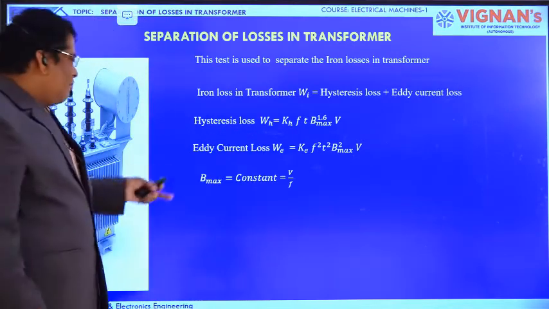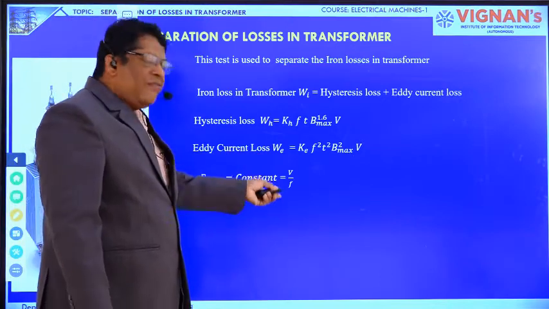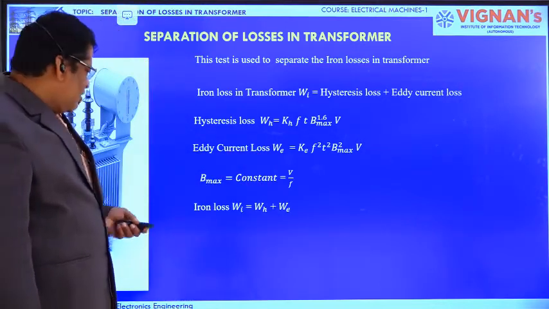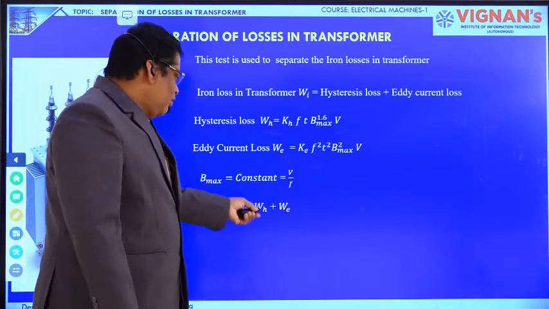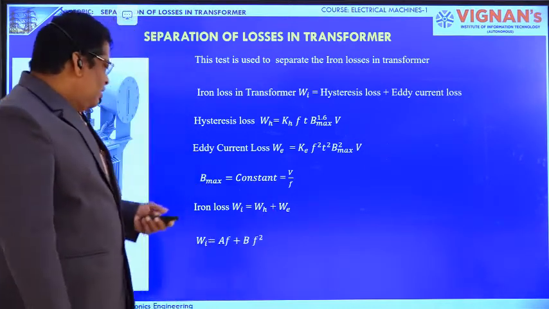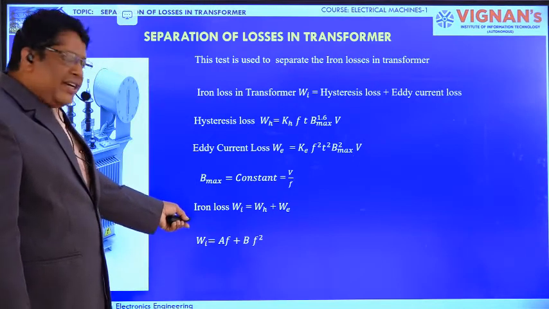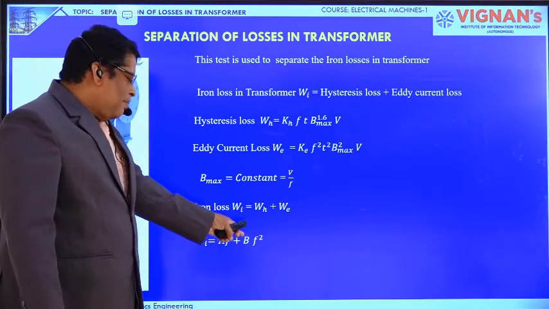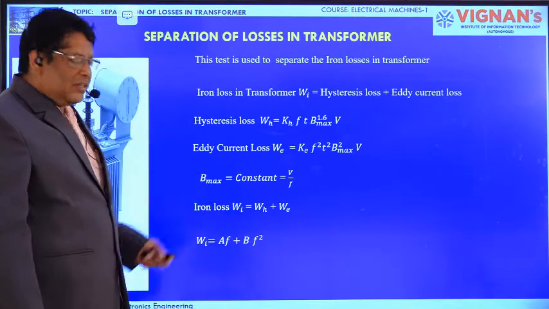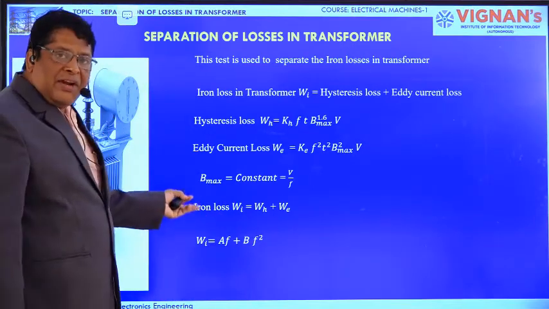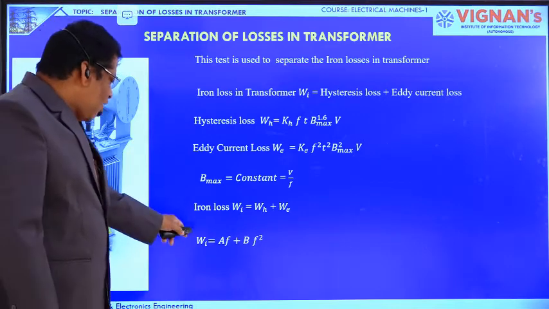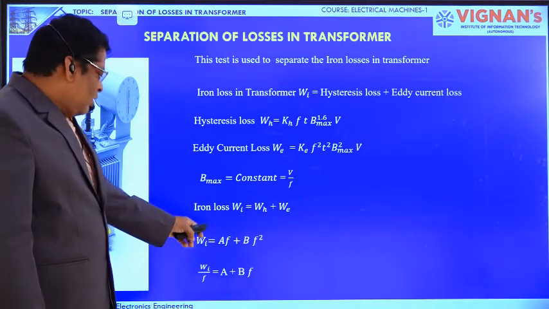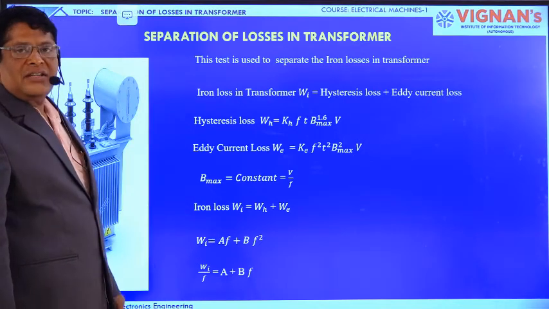So how are we maintaining the B maximum as a constant? By maintaining the V by F as a constant. So once we maintain the V by F as a constant, then iron loss equals WH plus WE. This total iron loss we can write as AF plus BF square. Already we have seen the values of A and B. Now, if you take F on this side, Wi by F equals A plus BF.